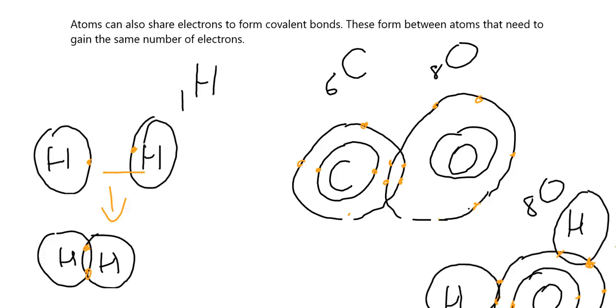So we've got to find other stuff to share with. We could share with another oxygen, if that's around. We could share with 2 hydrogens. Let's do that. So hydrogen has 1 to share with carbon, and carbon shares 1 back.